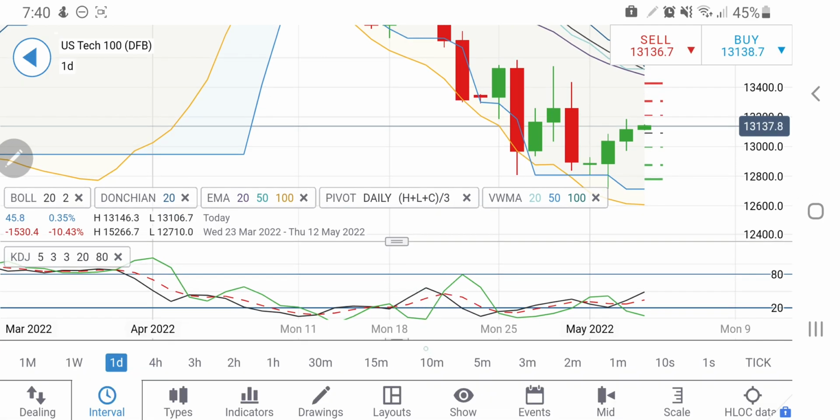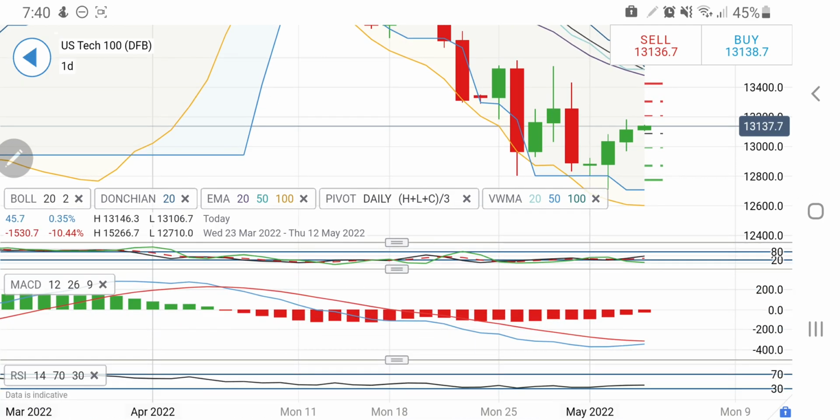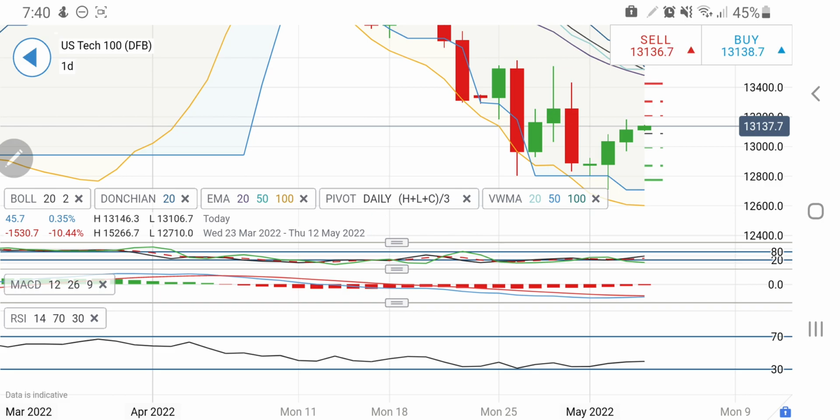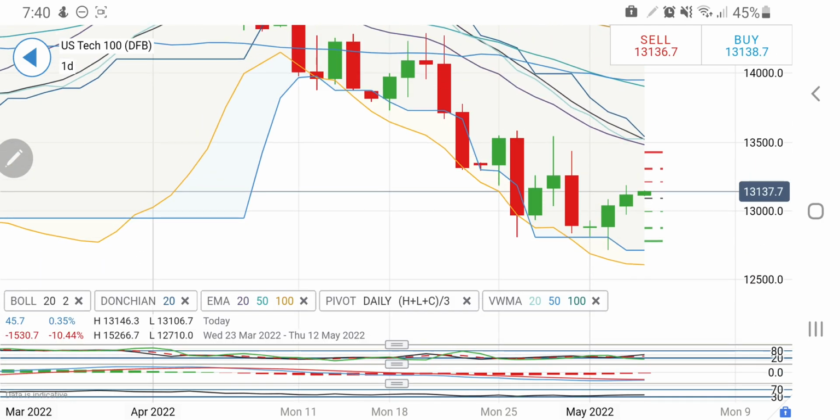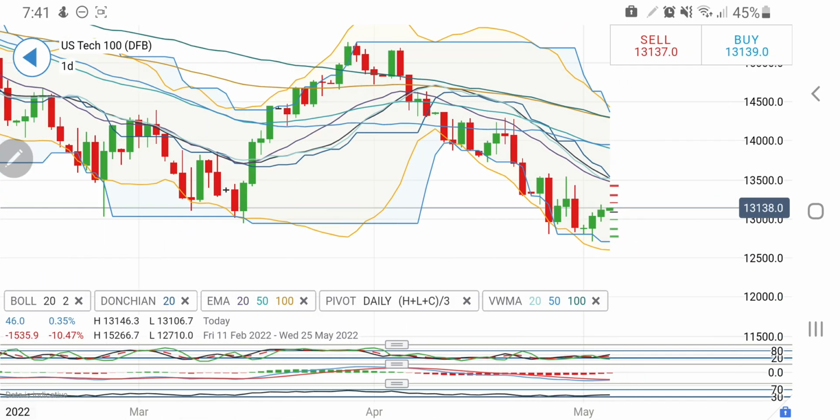Now look at the daily stochastic, right now looking upwards, MACD trying to converge and RSI not showing any signs. Now a couple of observations, let me show you. Here it is still very much trading in this channel.